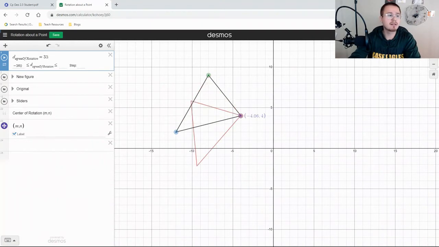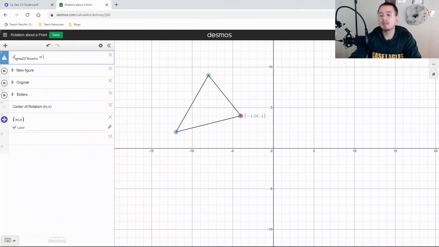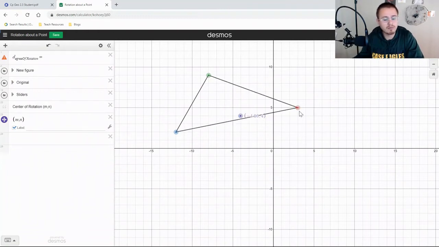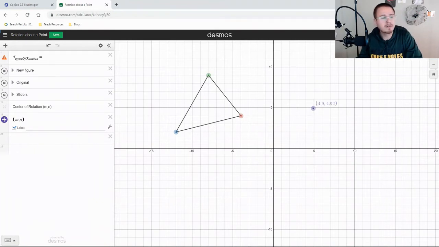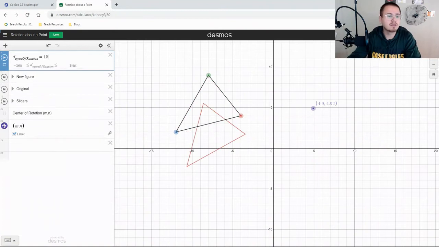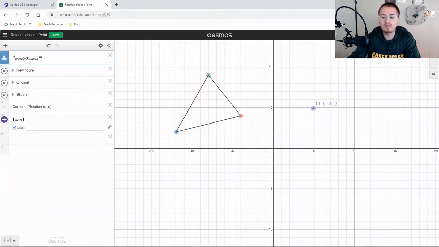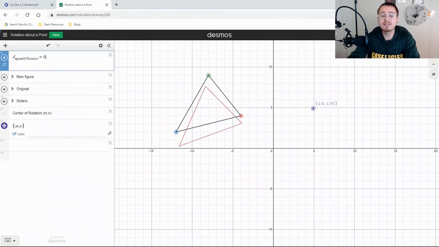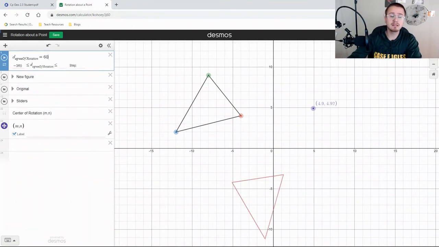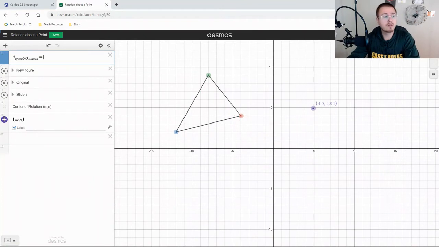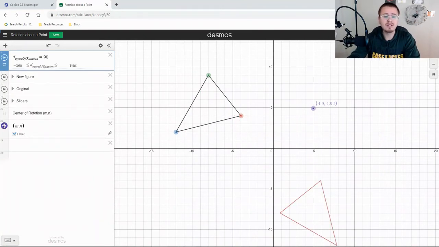So pay attention to how this thing moves around the center of rotation. What if I put it over here? I mean, it's close to 5.5, right? What if I go 15 degrees? What if I go 30 degrees? So it doesn't really look like it's moving so much. If I go 60, well, suddenly it's starting to swing around. If I go 90, do you think you'll be able to see it if I go 180?